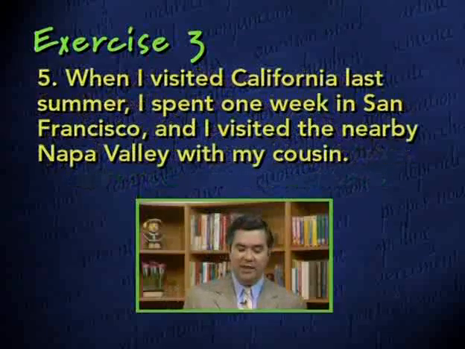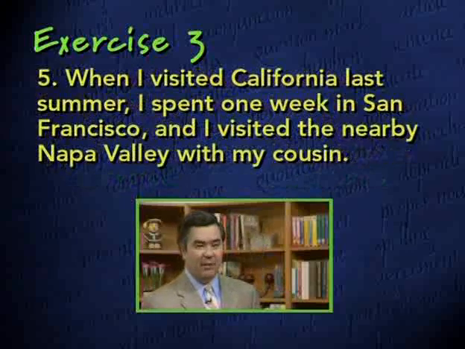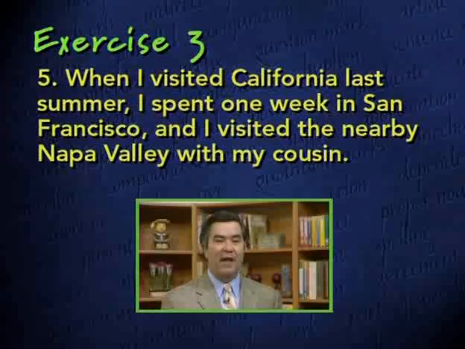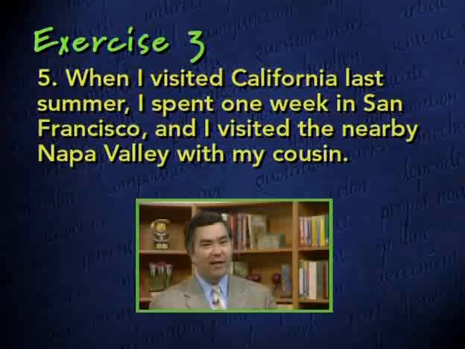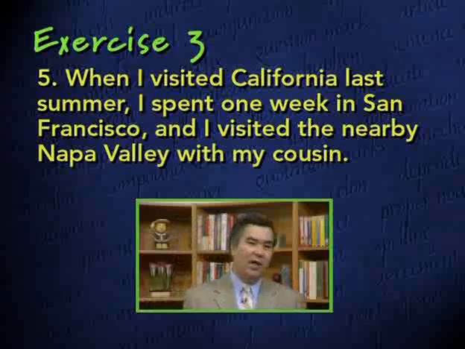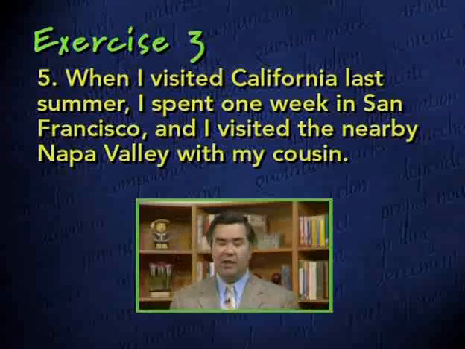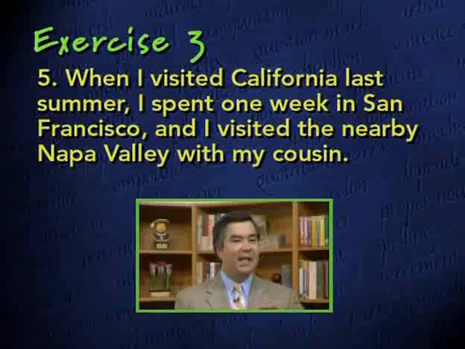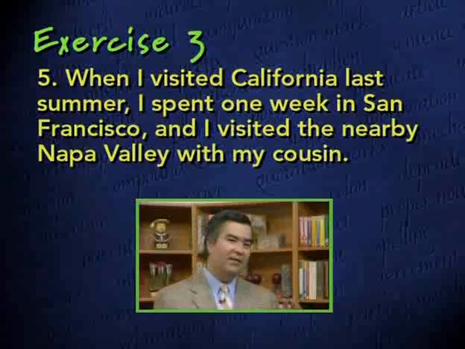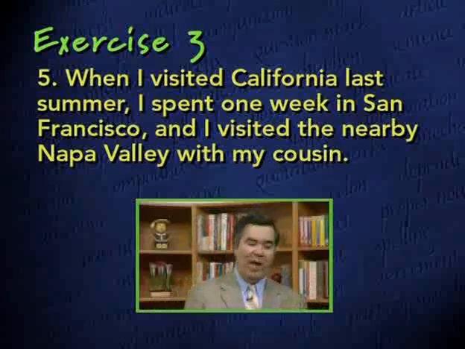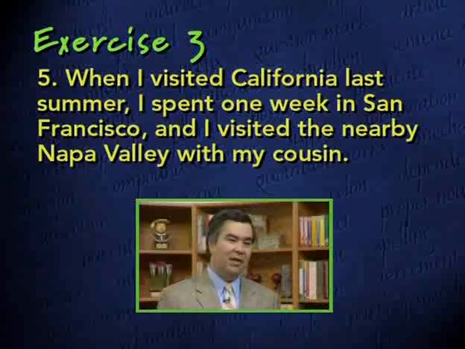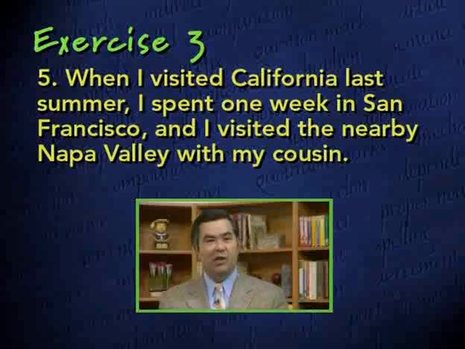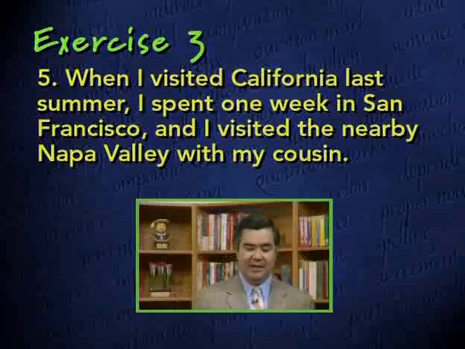Our last sentence reads, when I visited California last summer, I spent 1 week in San Francisco, and I visited the nearby Napa Valley with my cousin. Here we have three clauses. The first one, when I visited California last summer, is a subordinate clause. Perhaps you can tell that it can't stand alone as a sentence. It leaves us wondering what happened when I visited California last summer. It sounds incomplete, and it is. It is a subordinate clause and can't stand alone as a sentence.